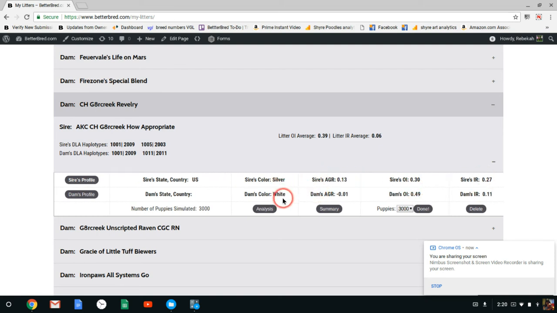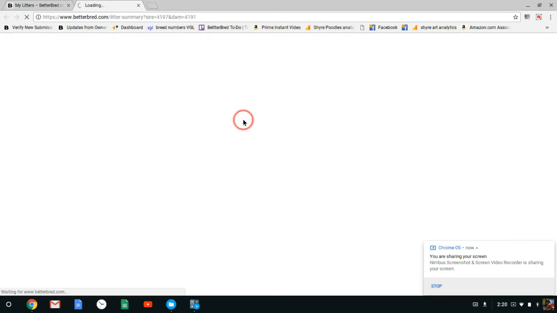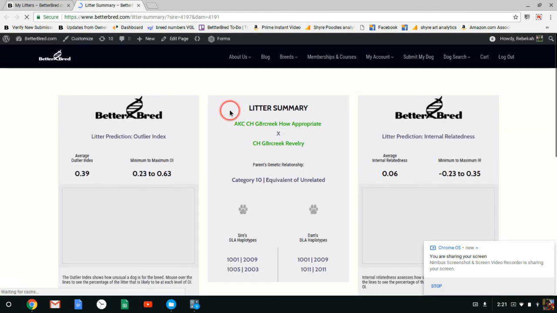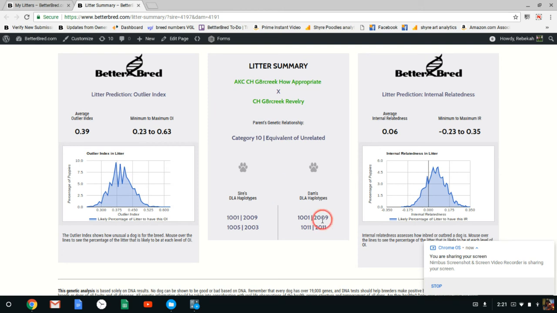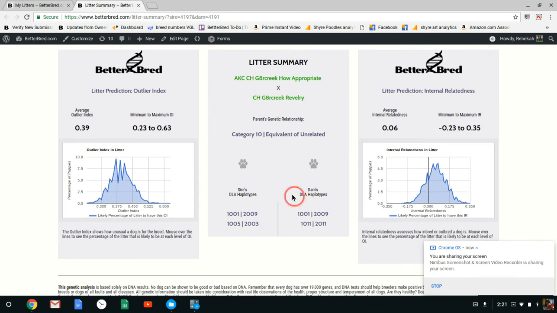He's silver and she's white. So I'm going to go to their summary. And this is what I like to pull up when I do most test breedings, but I just wanted to show you guys the comparison tool first. And you can use comparison tools between siblings or two potential studs to look at the different options for the studs. There's lots of different uses for the comparison tool.